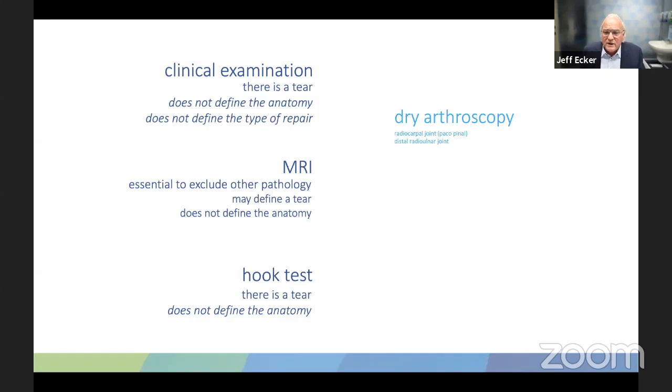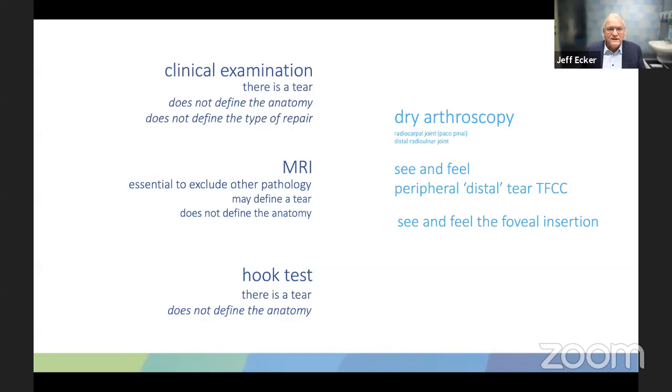Dry arthroscopy, as we've learned from Parker and shifting it into the DRUJ in my experience, will let you see and feel the peripheral distal tear. It'll let you see and feel the foveal insertion and will allow you to do an anatomically specific repair.